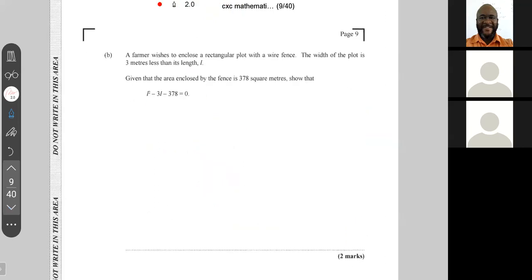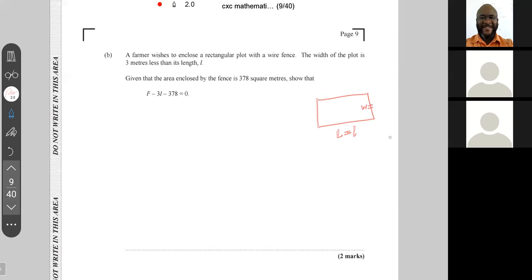Part B, this says a farmer wishes to enclose a rectangular plot with a wire fence. The width of the plot is 3 meters less than its length. All right, so let's do a little sketch. There's a rectangular plot, and the length is L. Now, the width we are told is 3 meters less than its length.